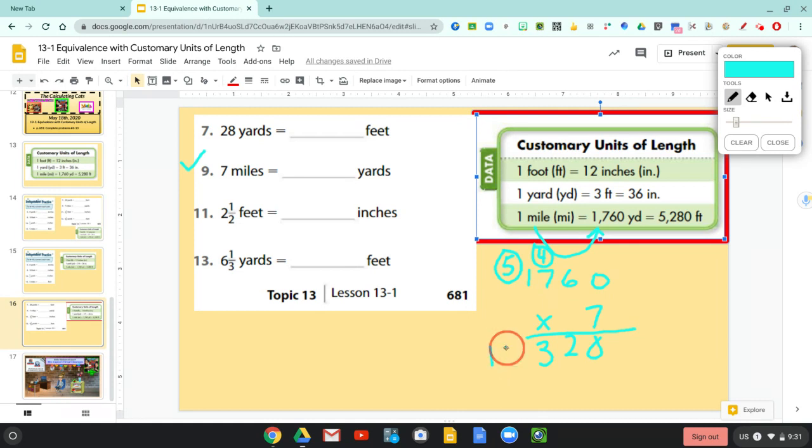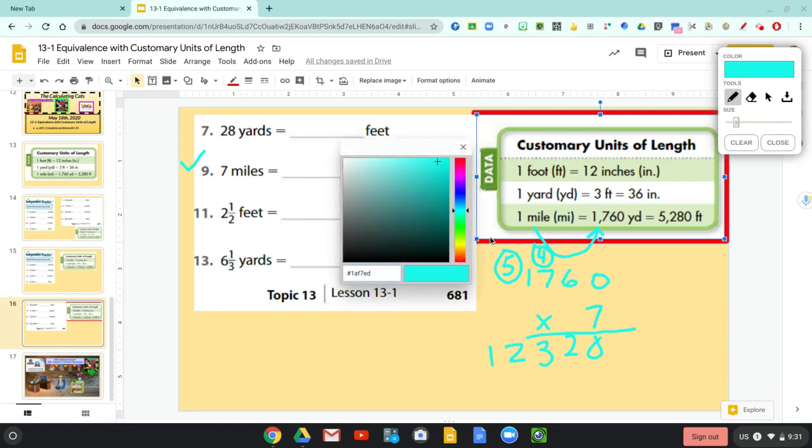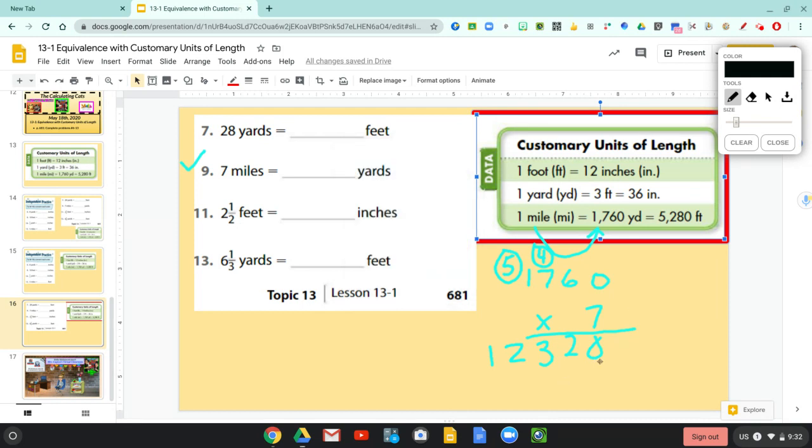Okay, and you need to put your comma in. So you count 3 spaces over. 1, 2, 3, comma. So 7 miles equals 12,320 yards. Okay. So that's number 9. So we've got 2 more here.